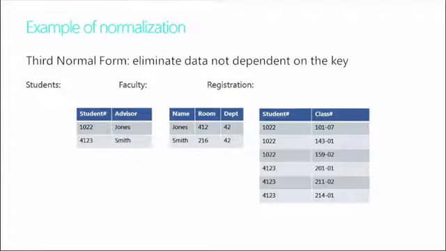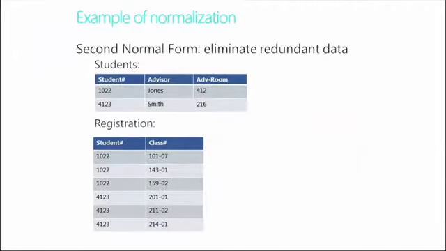Eliminate data not dependent on the key. Let me go back just one second here. We're going to see here that in the student we have 1022, with the class number, but we have multiple rows, and you can see the students, that was under registration, excuse me. The students, we have student advisor and advisor's room.